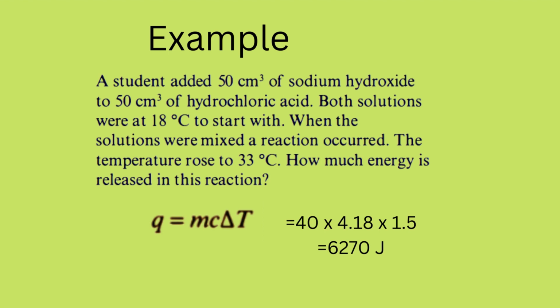An example is shown here. A student added 50 cm cubed of sodium hydroxide to 50 cm cubed of hydrochloric acid. Both solutions were at 18 degrees Celsius to start with. When the solutions were mixed, a reaction occurred. The temperature rose to 33 degrees Celsius. How much energy is released in this reaction? So we use the equation Q equals mc delta T, 40 times 4.18 times 1.5, which is equivalent to 6,270 joules.